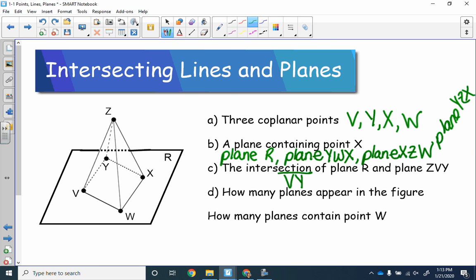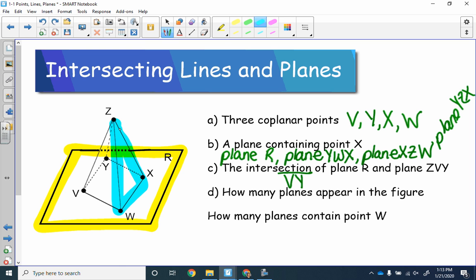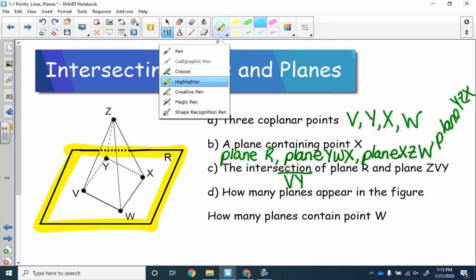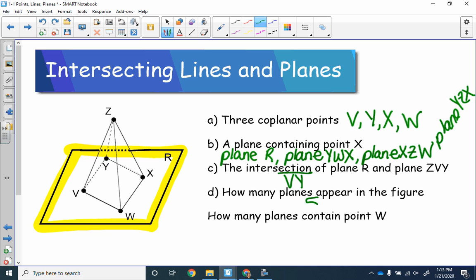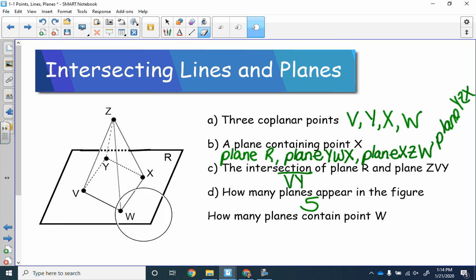How many planes appear in the figure? Well, there is one plane on the bottom, so there's one. Here's two. There's a third triangle. And I'm going to have to erase those last two. So there's three. Then we have this back triangle, which is four, and then another triangle here on the side. So we have four triangles, one rectangle, and so there would be a total of 5 planes that appear in the figure.